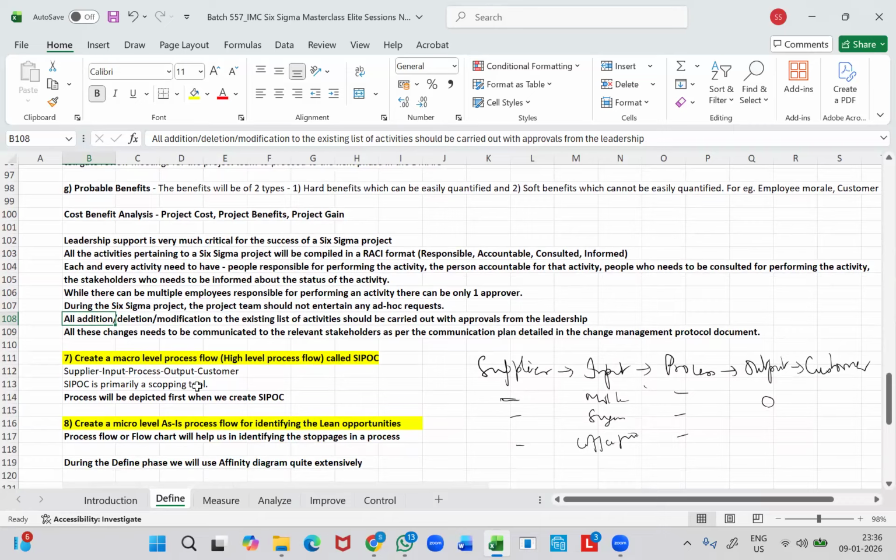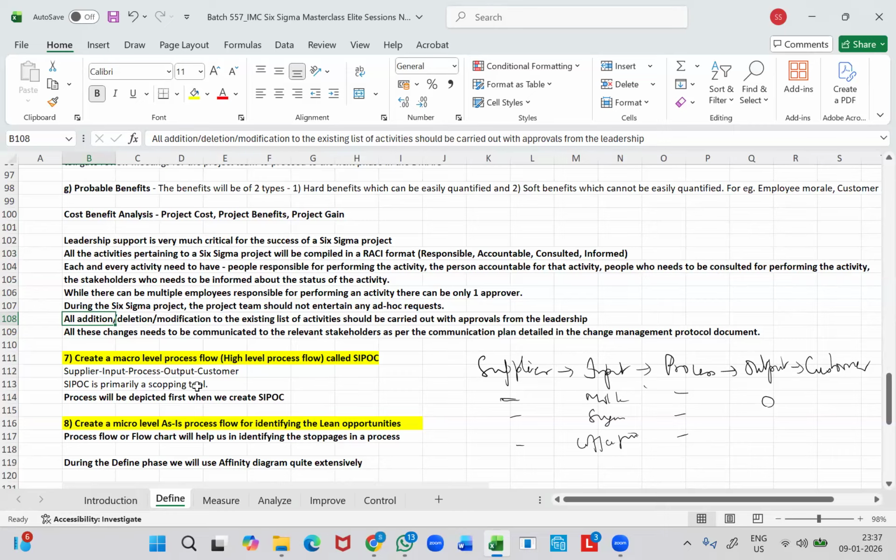And then the project team, once they get the approval from the leadership team to proceed with the project exercise, will create a macro level or a high level process flow called SIPOC, which would help us to link the supplier with input, with process, with output and customer. So SIPOC, as we all know, is primarily a scoping tool. So it would help us to understand what is the start and the end point of the process area which has been considered for necessary improvement as part of the project exercise.